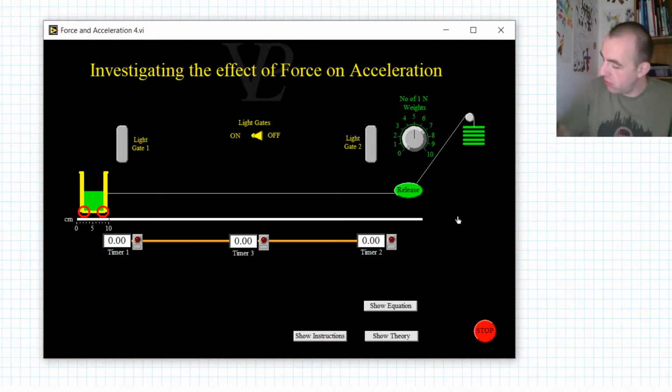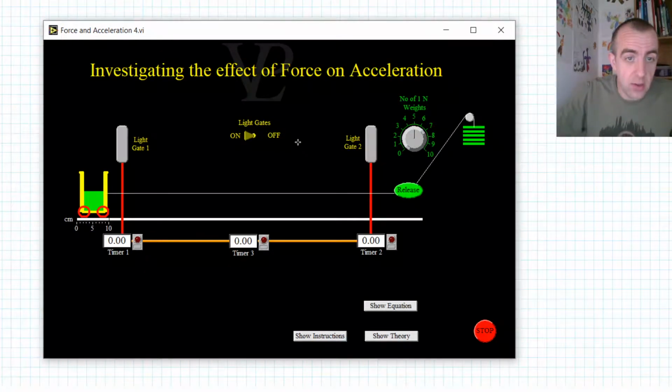And with thanks to Dr. John Nunn of the National Physical Laboratory, he's given me permission to use this simulation to gather results so that we can investigate this equation.